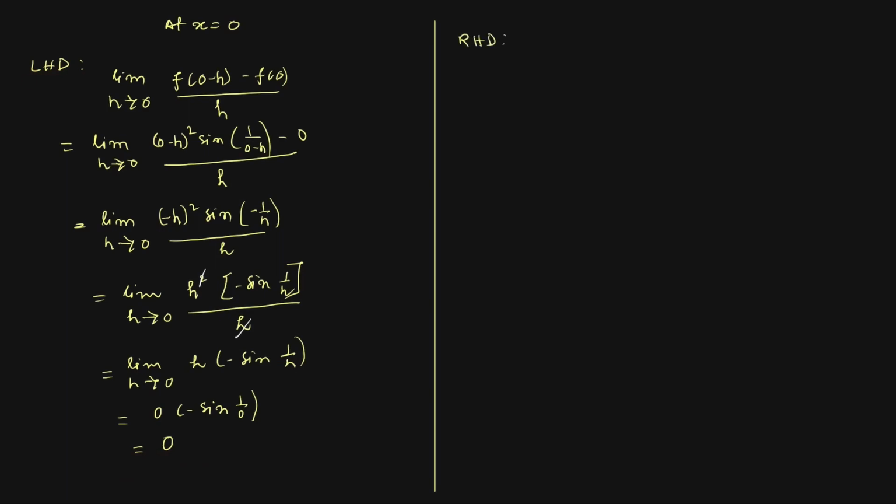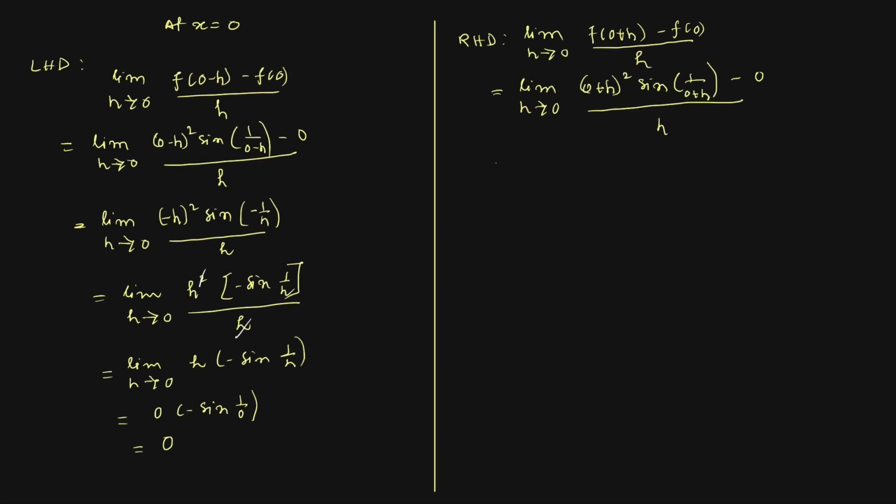Now the right-handed derivative we write as limit h tends to 0 of f of 0 plus h minus f of 0 divided by h, which is equal to limit h tends to 0, we are able to write this as 0 plus h whole square sine 1 divided by 0 plus h, and we know that f of 0 is 0, divided by h, which is equal to limit h tends to 0 of h square sine 1 by h divided by h, which is equal to 0 into sine 1 by 0, equal to 0.